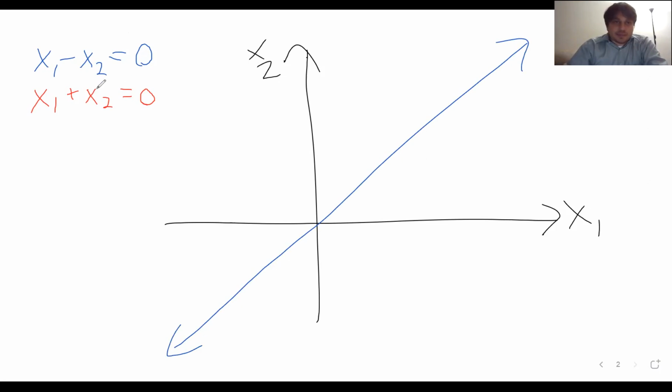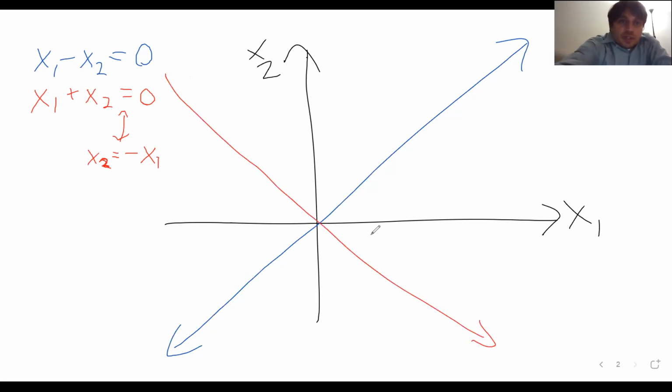The second equation, x1 plus x2 equals 0, is equivalent to the equation x2 is equal to negative x1. Well, that's the same as y equals negative x. And so what you get is the other diagonal line that crosses the origin also, but perpendicularly in this way, right? So now you have this one linear system consisting of those two linear equations.